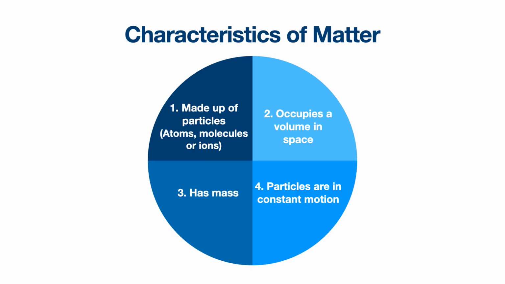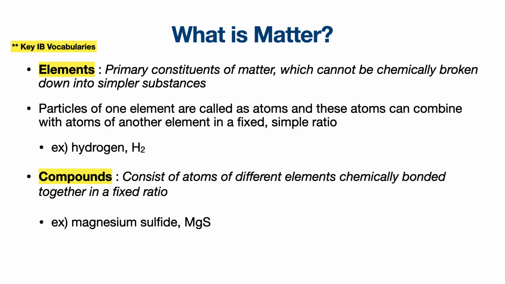What is matter? Matter can be defined by 4 basic characteristics. It is composed of particles, such as atoms, molecules, or ions, occupies a volume in space, has mass, and its particles are in constant motion. It has been understood that matter consists of elements which combine to form substances, but elements themselves cannot be chemically broken down into simpler substances. IB states that elements are the primary constituents of matter, which cannot be chemically broken down into simpler substances.